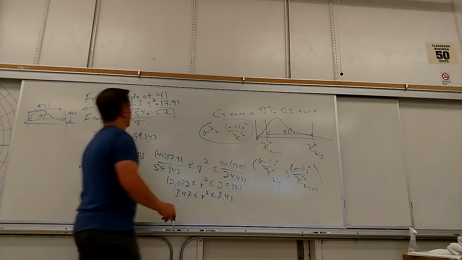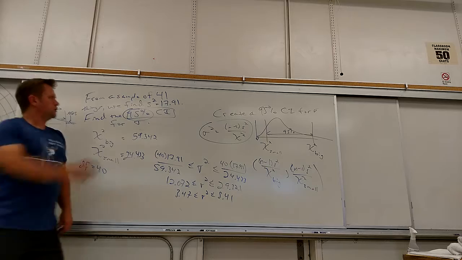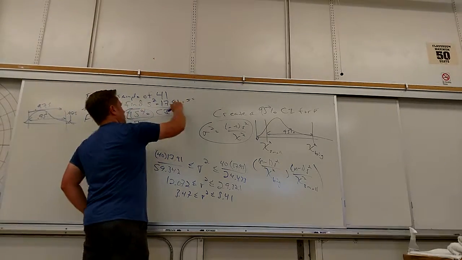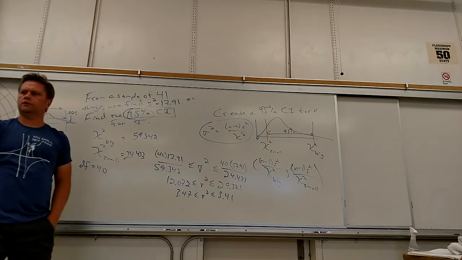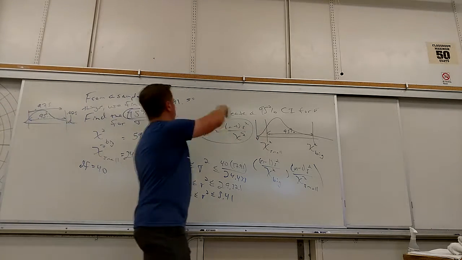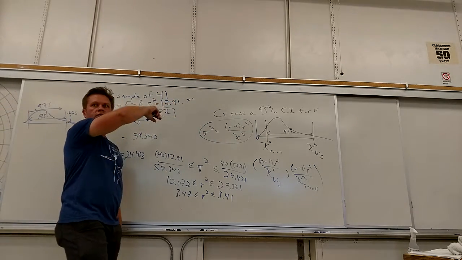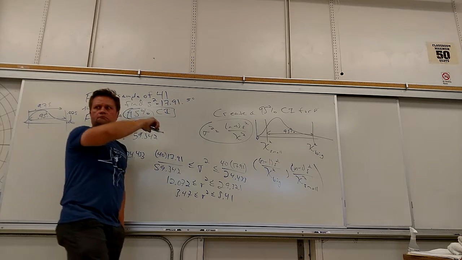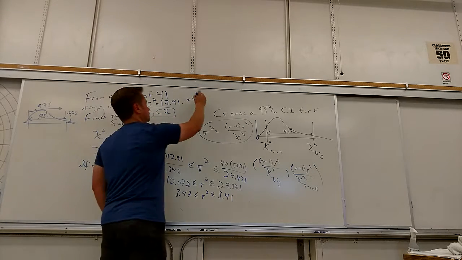What was this? What's s up here? What's the square root of 17.91? Can somebody do that for me real quick? So I have to walk all the way over there. Square root of 17.91. 4.232.